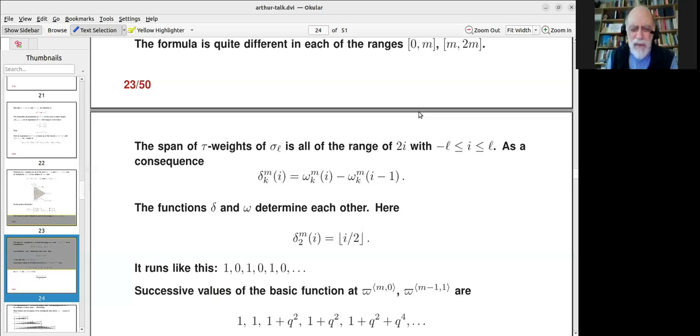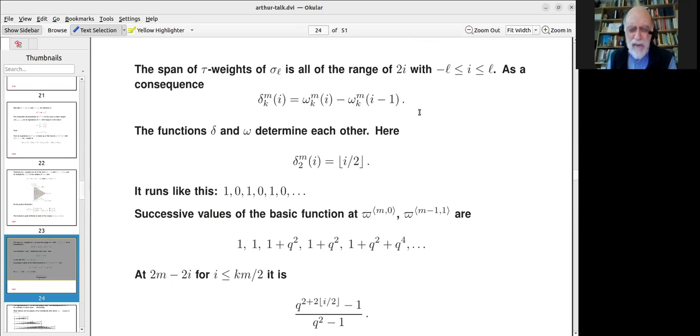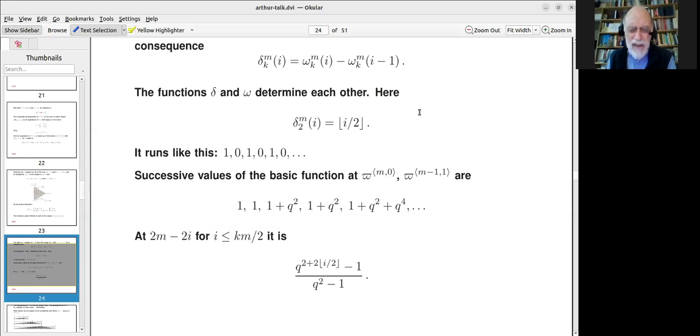So you calculated the weight multiplicities of the symmetric representations, but it turns out that there's a very simple relation that holds for all groups, which is a little bit different from this, but it tells you the decomposition multiplicities are given immediately in terms of the weight multiplicities. Namely, it's just the first difference. And so the functions delta and omega determine each other. And here I applied the formula we had for the omegas, and you get delta equal to the integral part of I divided by 2. So it alternates, it goes periodic like this, 1, 0, 1, 0, 1, 0, etc., until the range is exhausted. And the range will depend on M. The range will be 2M if I'm looking at the symmetric algebra of degree M.